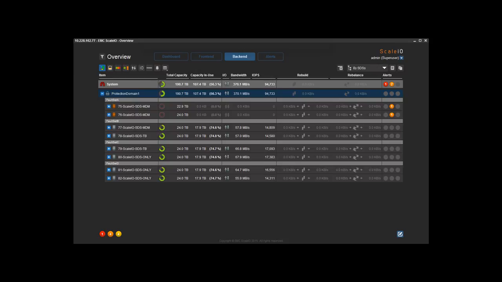Note that in order to achieve the benefits of fault sets, the system must have enough free space to rebuild the storage pools in the surviving fault sets. This is why fault sets are an optional feature of ScaleIO. In many deployments, protection domains configured without fault sets are sufficient. Also note that if fault sets are used, a minimum of 3 fault sets must be defined.